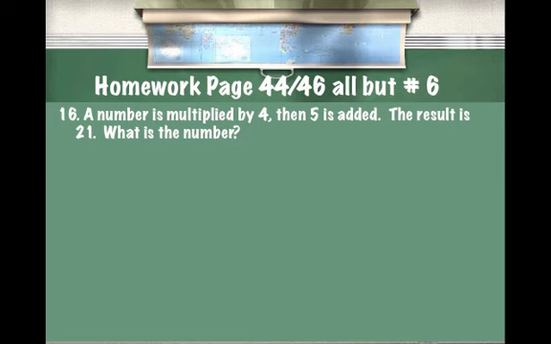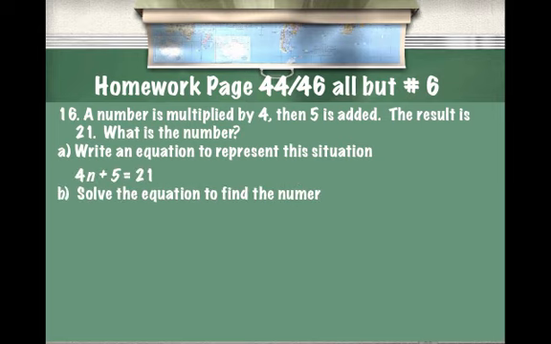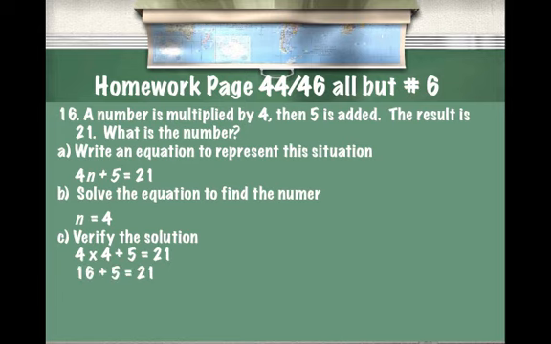Question 16. A number is multiplied by 4, then 5 is added, the result is 21. What is the number? We have to write an equation. 4n plus 5 equals 21. Solve the equation to find the number. N equals 4. If we verify the solution, we put 4 in the place of n. 4 times 4 plus 5 equals 21. Using our order of operations, we do the multiplication first. 16 plus 5 does in fact equal 21.